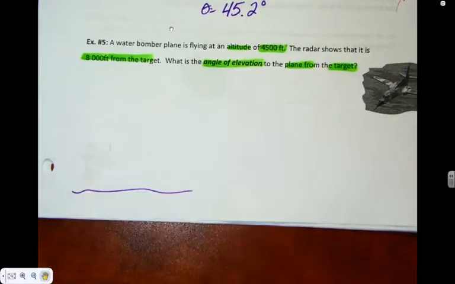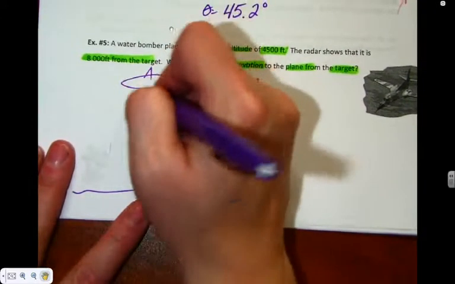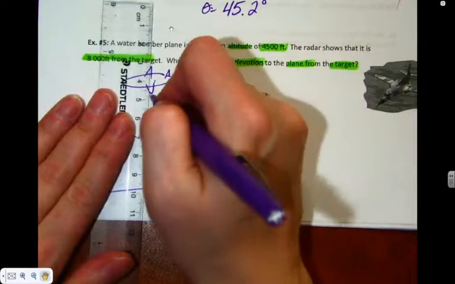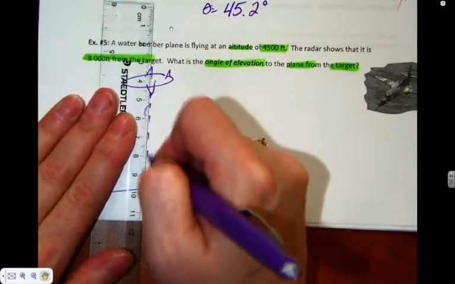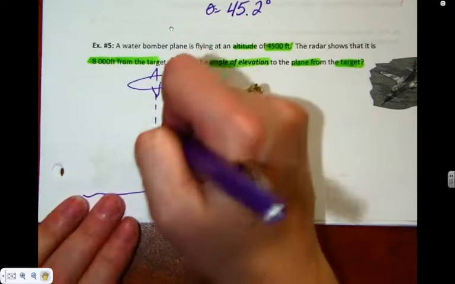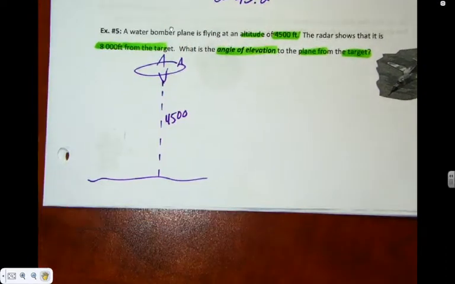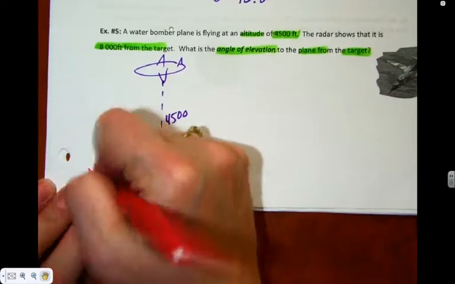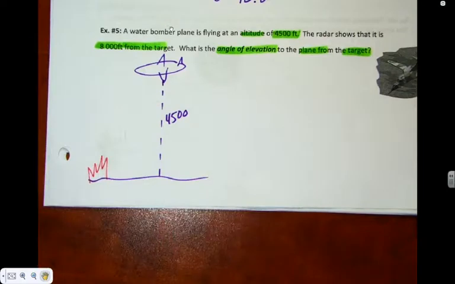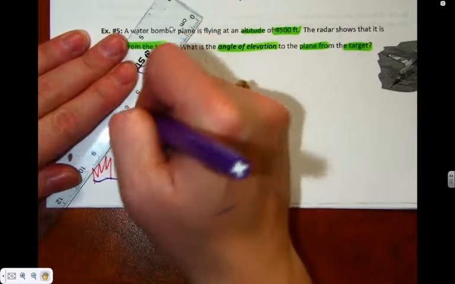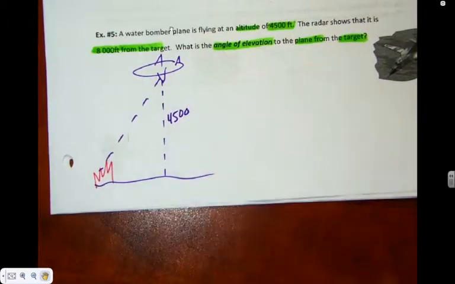Okay, so ground. Here's my version of a plane. Don't mock me. What do we know about the elevation of the plane? 4,500 feet. Some kind of target. Typically, what do water bombs target? Fire. Don't mock me, that's fire. And how far is it from the plane to the fire?